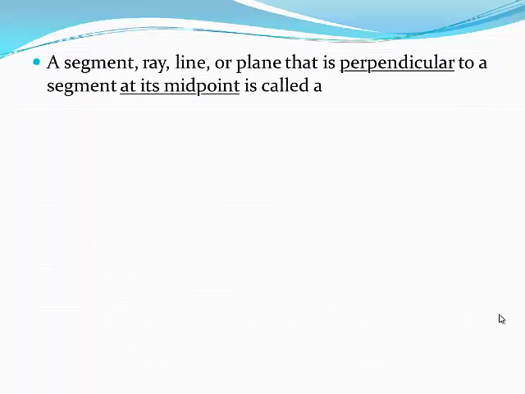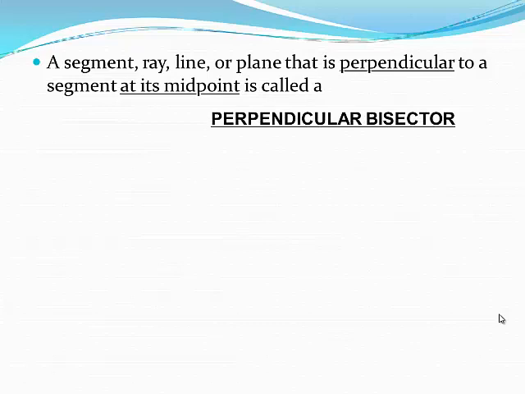So first thing I need to do is tell you a segment, ray, line, or plane that is perpendicular to a segment at its midpoint. We're going to call that a perpendicular bisector. We actually talked about this a little bit in a previous module. Bisector means it cuts it in half. Perpendicular means it creates four right angles.